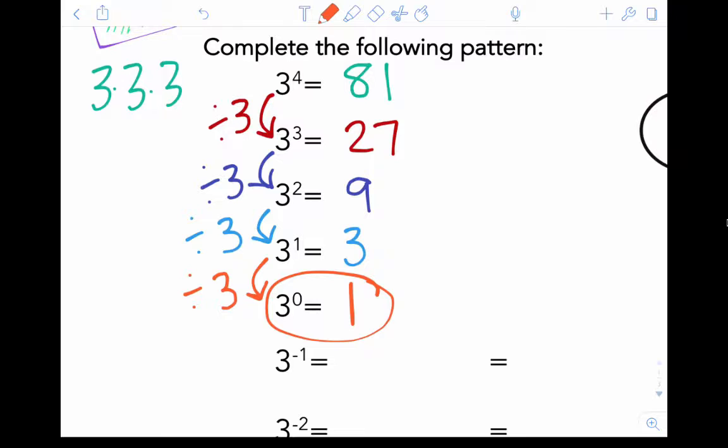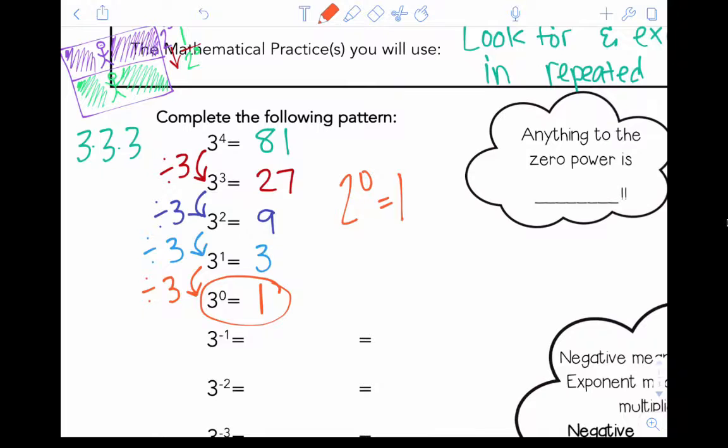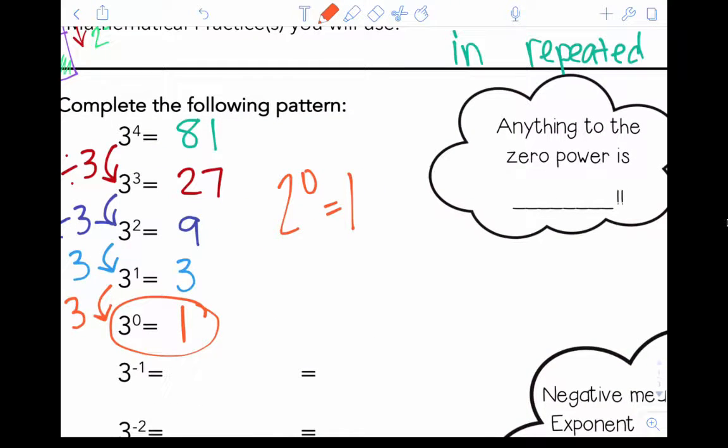Well, if I think back to the plant activity that we did a few days before, when we were in month 0, so the month that we bought the plant, its height was 1. So if 2 to the 0 equals 1, and if 3 to the 0 equals 1, that pattern tells me that anything to the 0 power is 1.